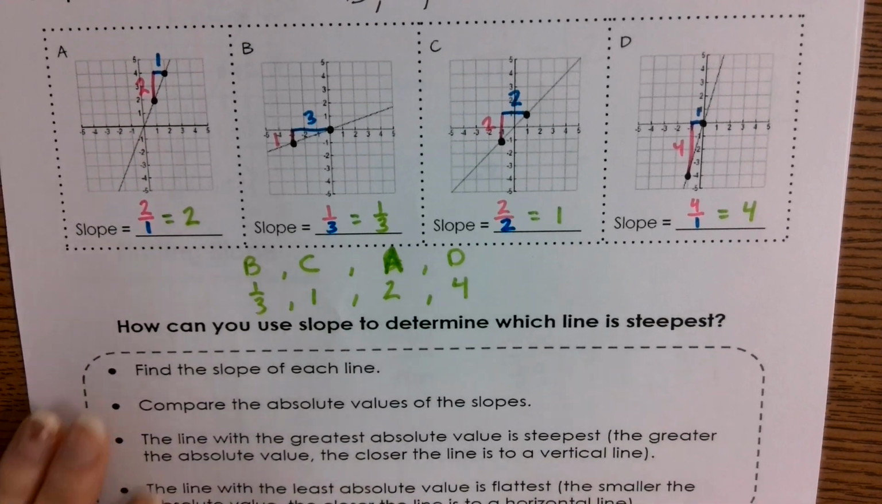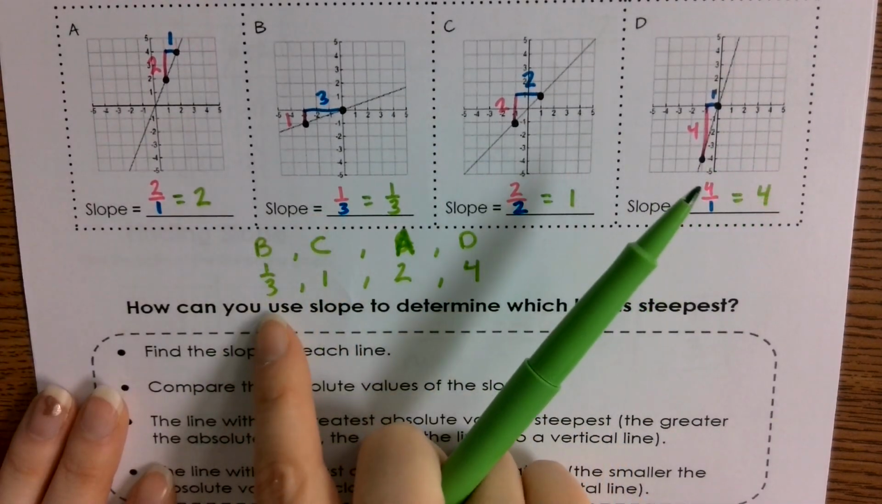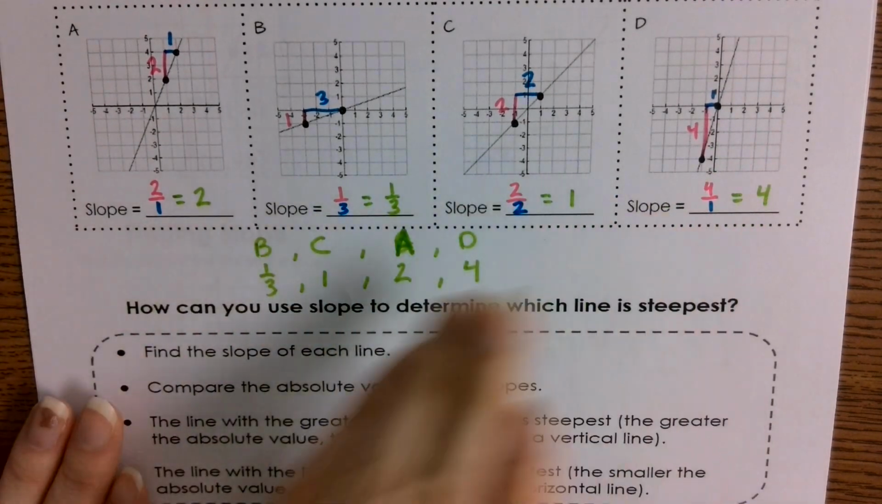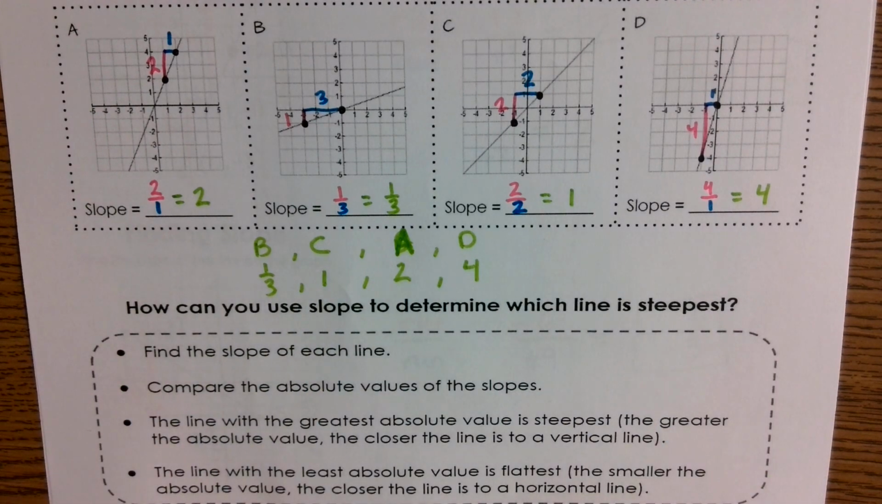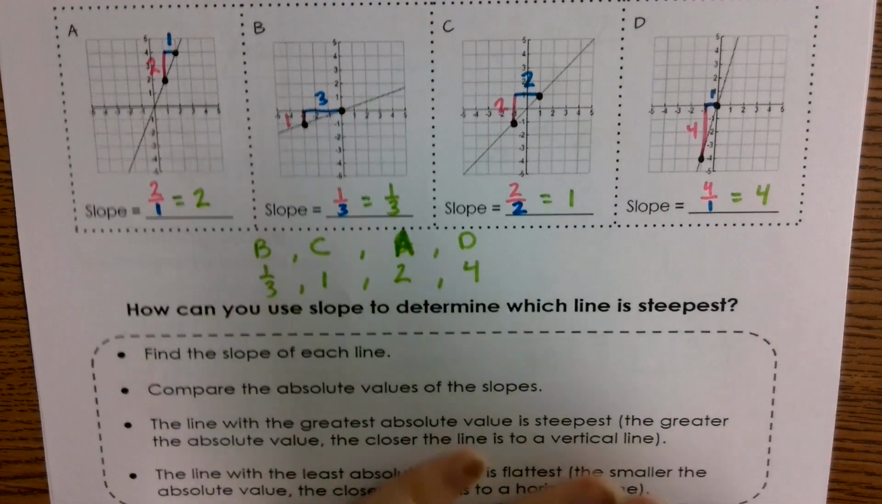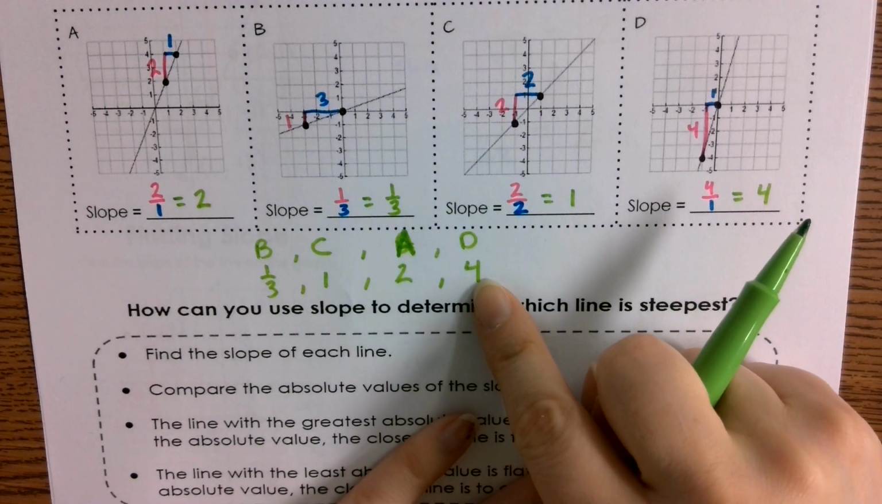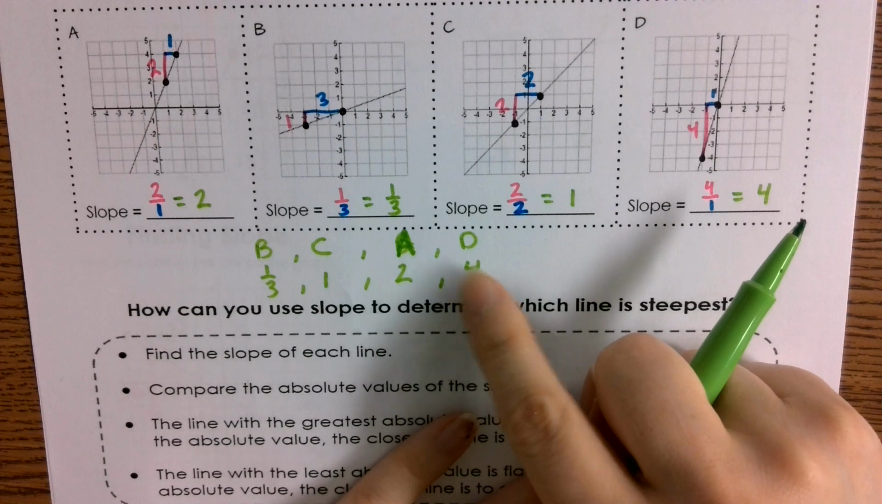So the smaller the slope, the more flat the line looks. The bigger the slope, the more steep the line looks. Now, what if this 4 was a negative? If this was a negative, it still would be the most steep.